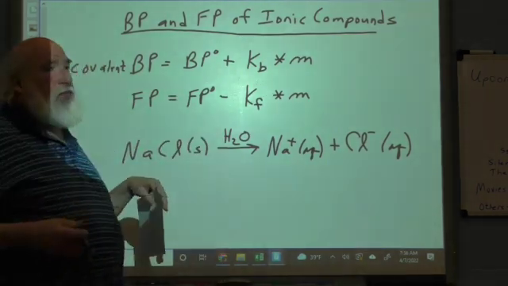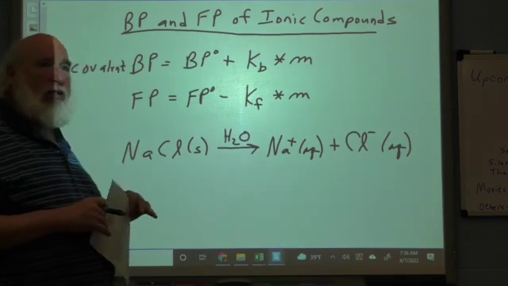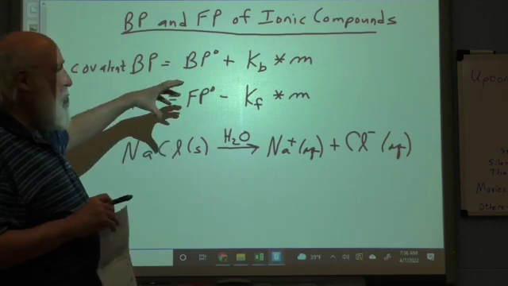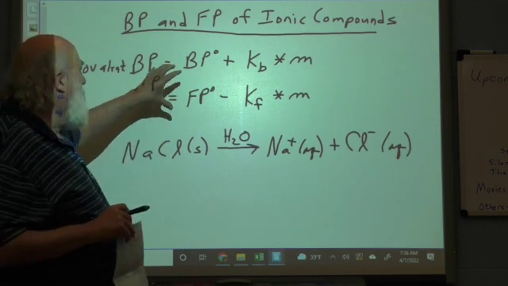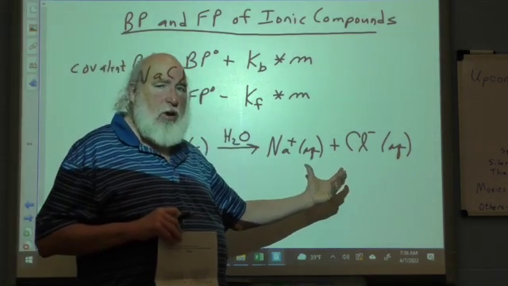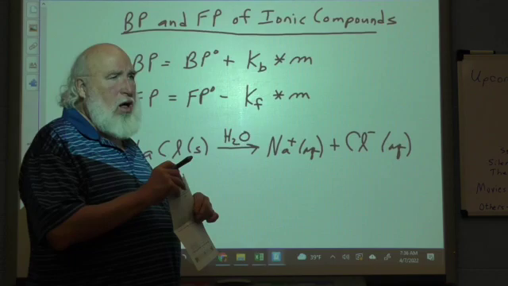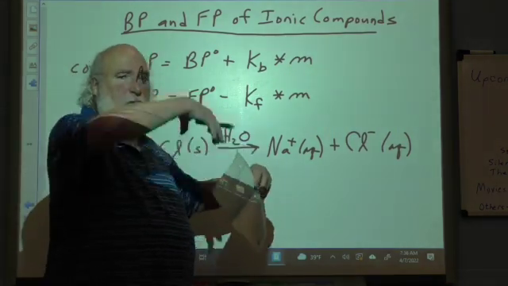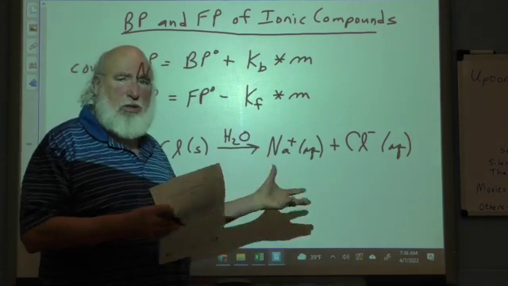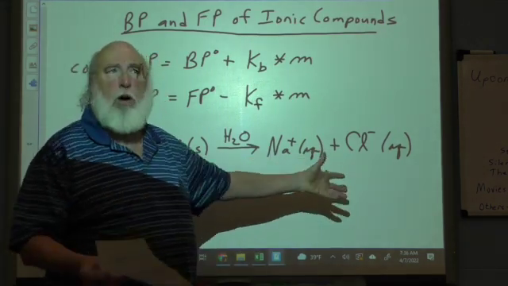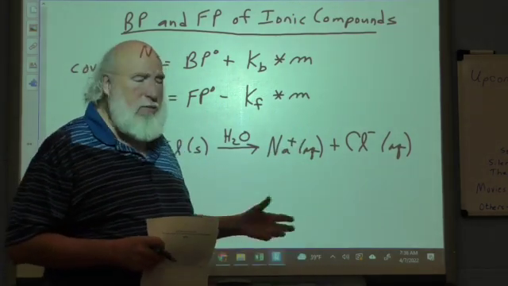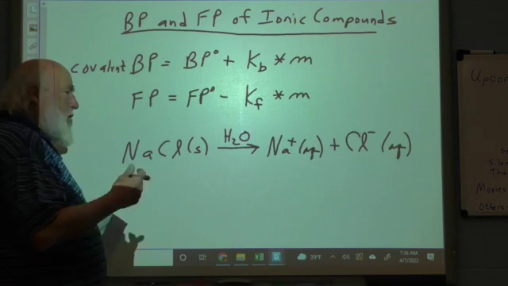Now, this is going to cause a widening of the range for boiling point and freezing point, because you have more water involved in the bonding here. That means it's going to take longer for the water to break apart and come off as water vapor, and it's going to take longer for the crystals to form, because the water is more involved in the bonding with the ions than it was with the covalent compounds. So we have to throw in a factor.